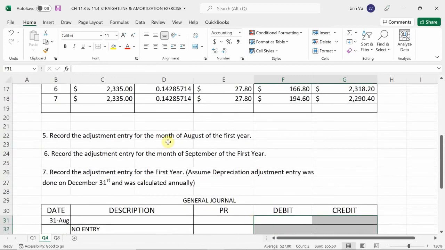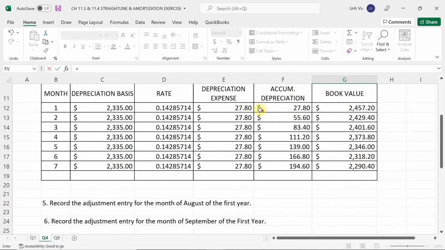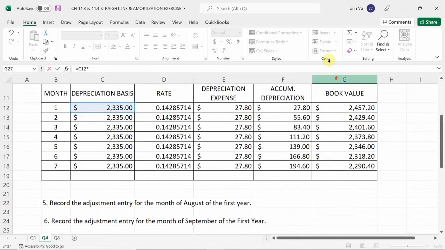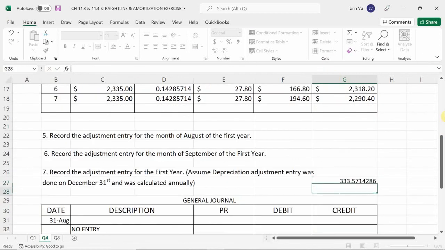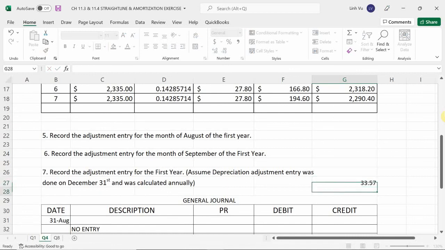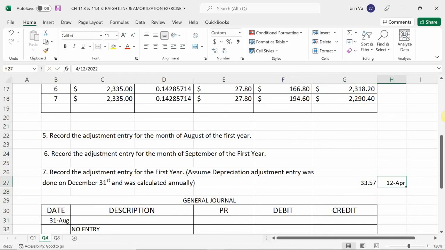Well, the depreciation expense was 2,033.85 times the 0.14, right? We know you get $333.57. That's for one whole year, right? My asset is not 1 year old. It's only 4 out of 12 months. Okay? So that means it's 4 over 12.